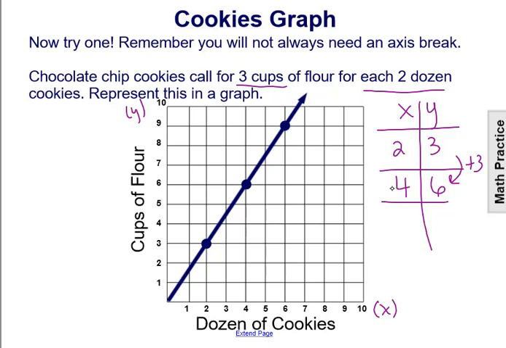And then if we add 2 more dozen, so 6 dozen, you would have to add 3 more cups of flour to be 9 cups of flour. And those become your ordered pairs of 2, 3; 4, 6; and 6, 9 that we can connect in a line to have this graph representing the situation.